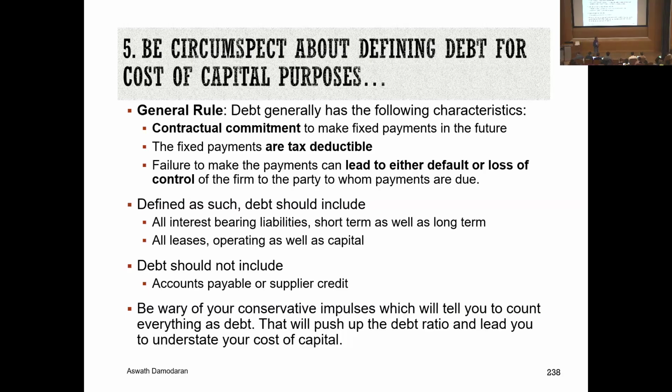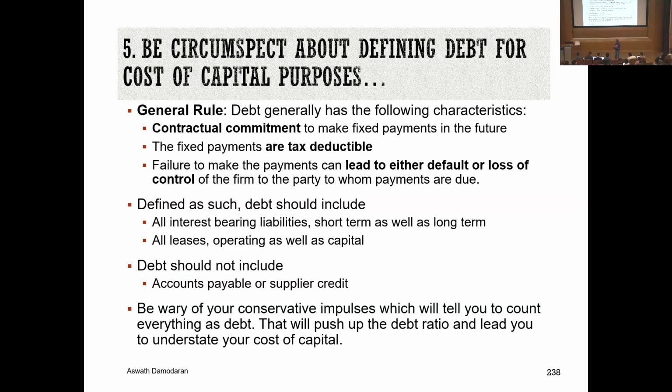Now, when we talk about debt, there are two places in valuation we encounter debt. The first is in computing cost of capital. We have to come up with a debt ratio in your cost of capital. And there, if you remember, I said keep it conservative. Don't count everything as part of debt. In fact, I said count all interest-bearing debt and lease commitments because they meet the three core requirements of debt: contractual commitment, tax savings, and if you don't make the payment, you get into trouble.